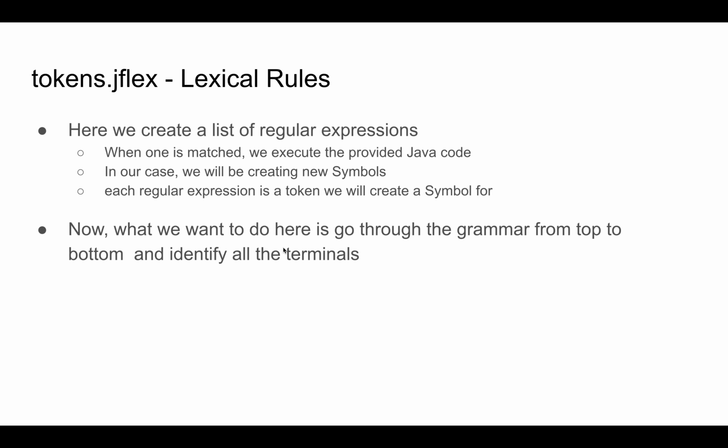rules in this file. So now that we have defined a list of regular expressions, when our scanner scans a token and it matches one of the patterns that we just defined, we need to return a symbol for it. So what we're gonna do is go through the language grammar from top to bottom, and then we need to identify all the terminals and add them as a lexical rule in this file.